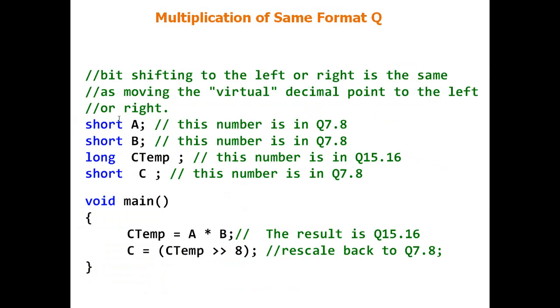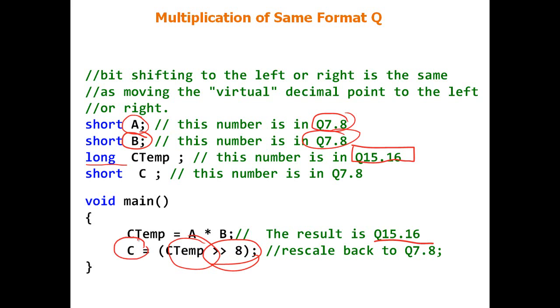All right, so let's look at the pseudocode. We have a short A and a short B. Remember, this is signed, and I'm just going to say these are Q7.8. I'm going to store the result in a 32-bit long, my temporary variable, and that's going to be a Q15.16. So how do you deal with it? It's as simple as this: take A times B. The result is Q15.16, and then we bit shift this result back by 8. That's dividing by the scale factor, because we have a scale factor squared, to get back to our original number.